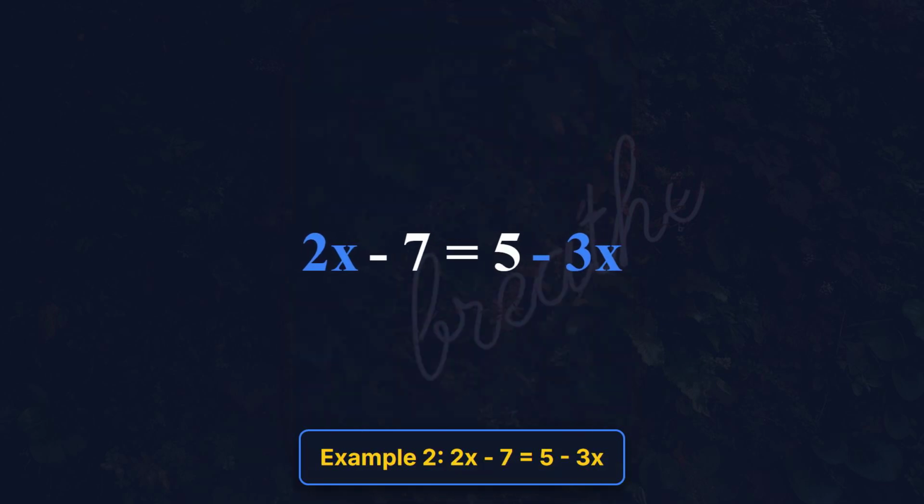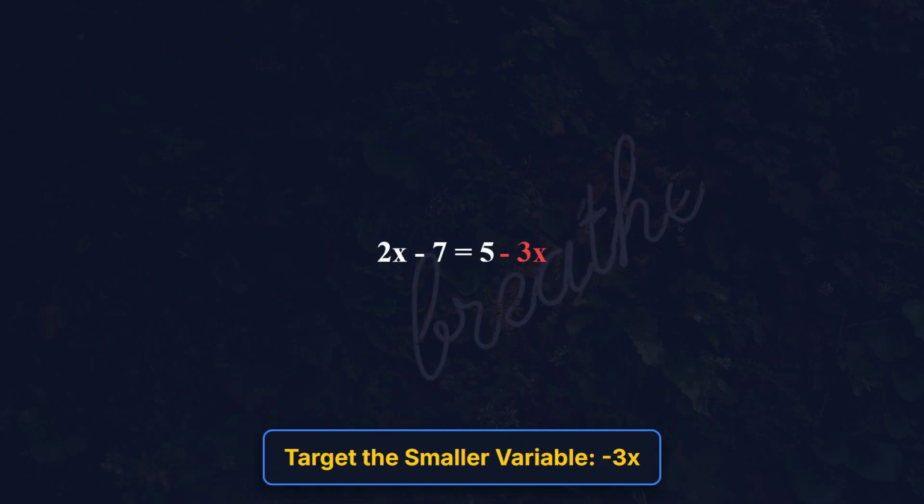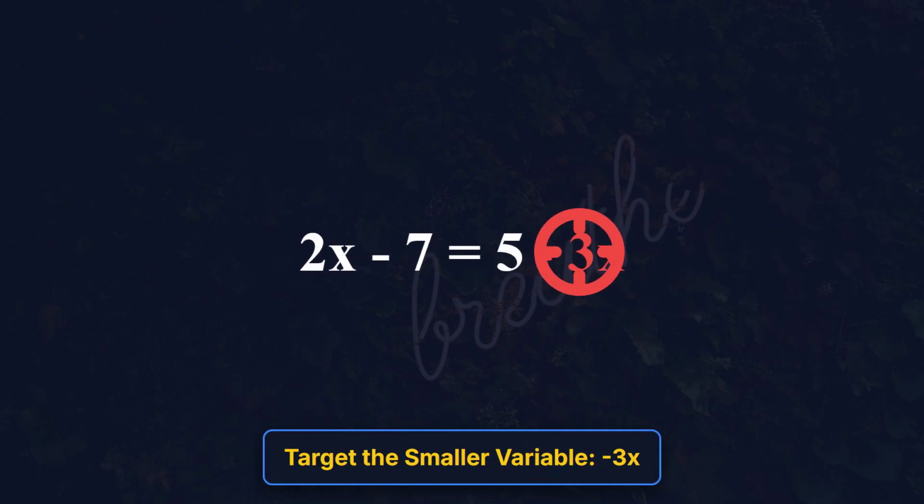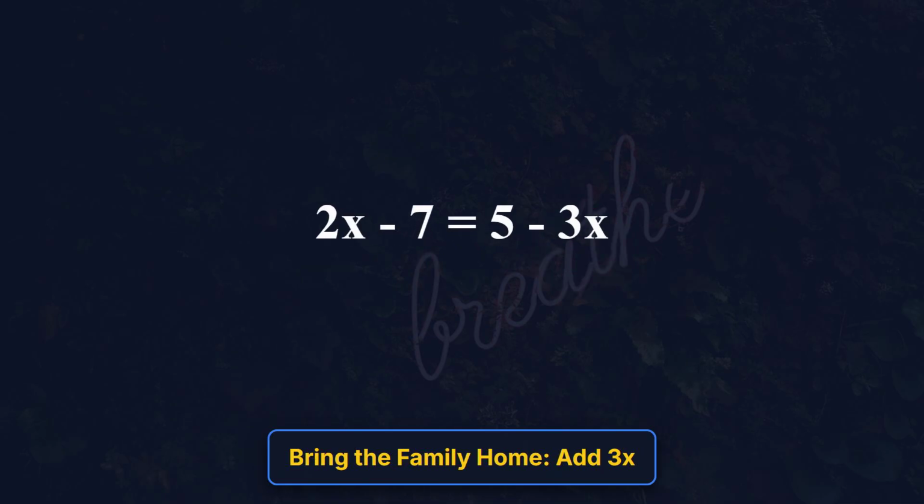What happens when our mystery number is scattered all over the place? Let's check out example 2, solve 2x minus 7 equals 5 minus 3x. They are having a total disagreement. It's always easiest to target and move the smaller or negative variable term first. That's our minus 3x. To wipe out that negative 3x, we perform the opposite action, we add 3x to both sides of our balance scale.